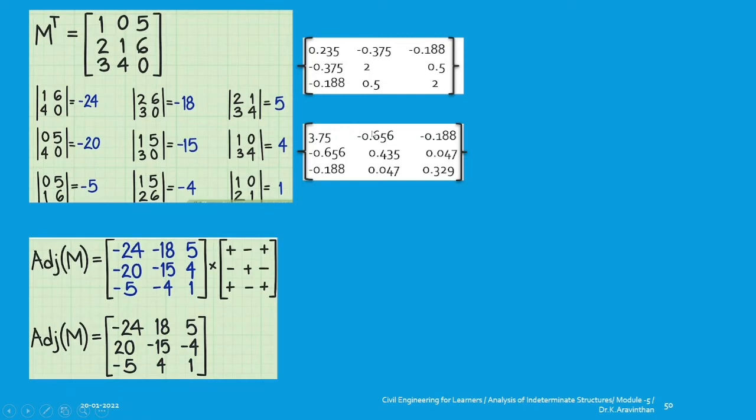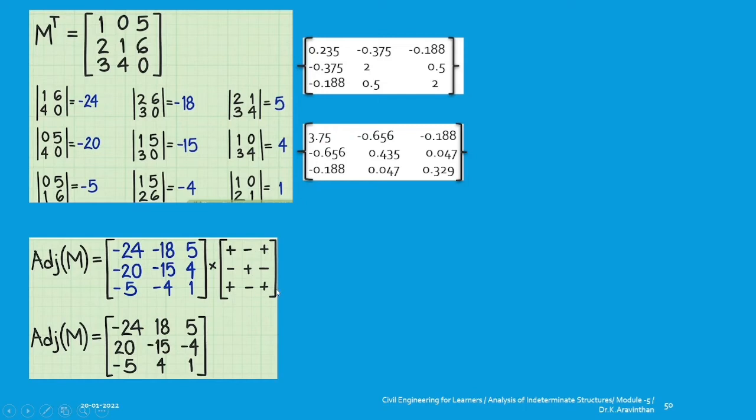After getting that, you have to find adjoint of M. What is adjoint of M? The example is minus 24, minus 18, 5, minus 20, minus 15, 4. Likewise, you got this answer. You have to multiply with this factor. So this is an operator. So you have to make this plus, minus, plus, minus, plus, minus, plus, minus, plus.